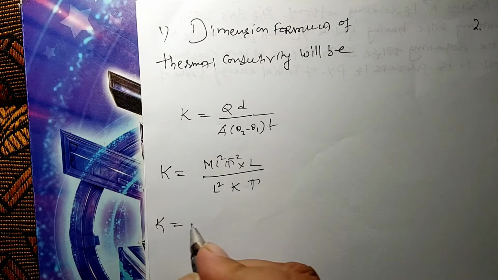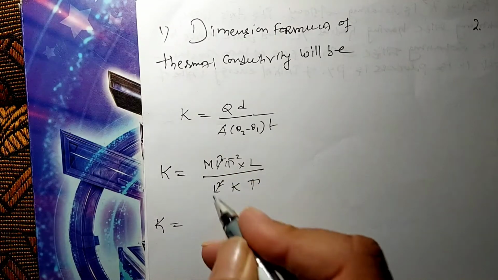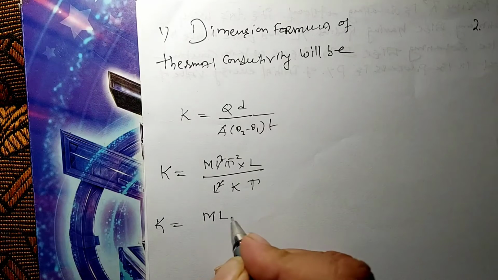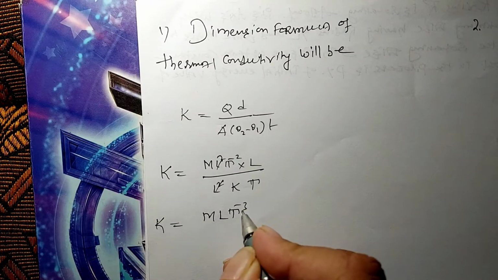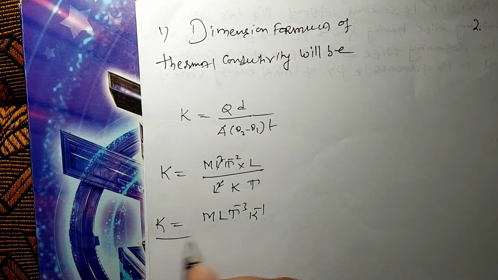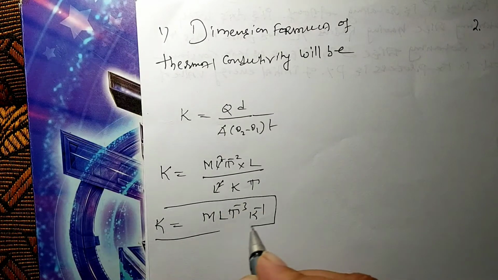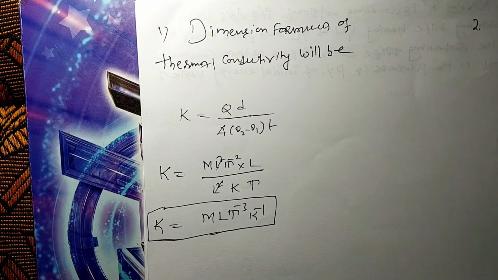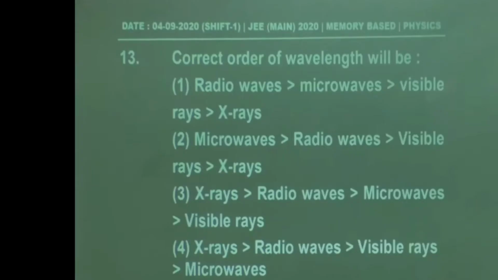Now K is equal to, L square cancels. We write here MLT^-3K^-1. So this is the dimension formula for the coefficient of thermal conductivity. This is a dead easy question. This question is a direct question asked from the NCERT book.